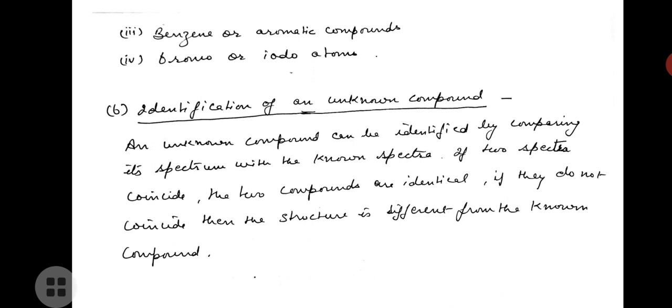But if the UV spectra of both the compounds, that is unknown and known compounds, do not coincide, then the expected structure is different from the known compound. That means the unknown compound is not the same as the known compound. So it's a different compound. So we can identify an unknown compound by UV spectroscopy.